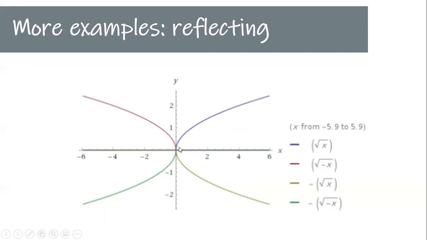If we wanted to reflect it across the x-axis, across that horizontal axis, then we are going to make negative f of x. So negative square root of x. That's going to give us this yellowish brown here. That's going to give us the flip across the x. Instead, if we wanted to start here at our original and flip it across the y-axis, then we would do f of negative x.